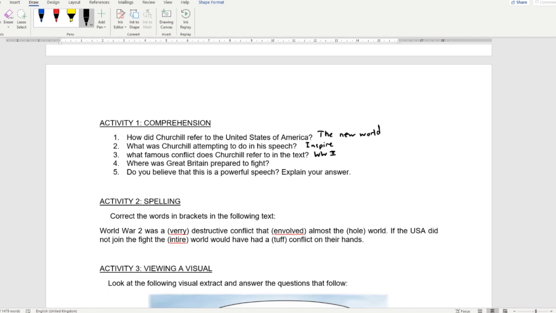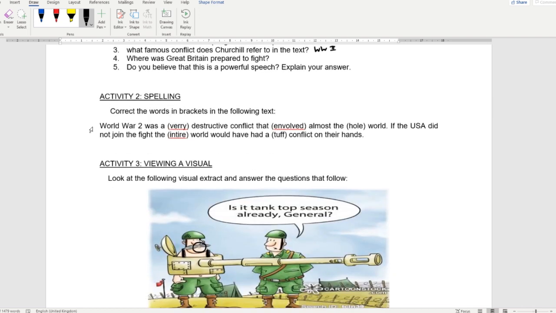Do you believe that this is a powerful speech? Explain your answer. You will have to start with a yes or a no and then explain from that point on for your full marks. If you said yes, you can say it is a very historical speech that has survived the test of time, so to speak. If no, you can just explain why not.